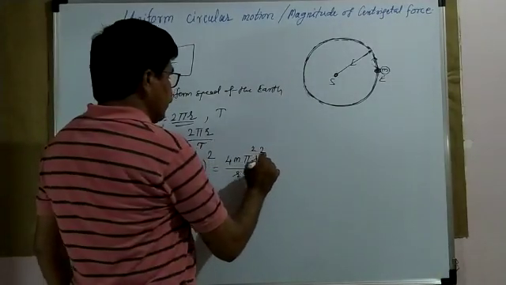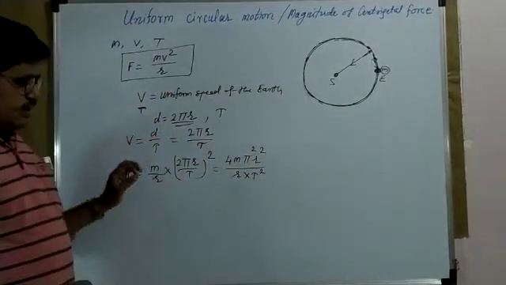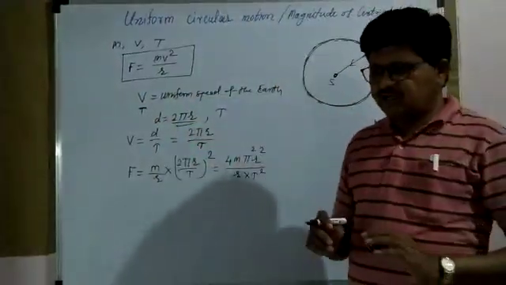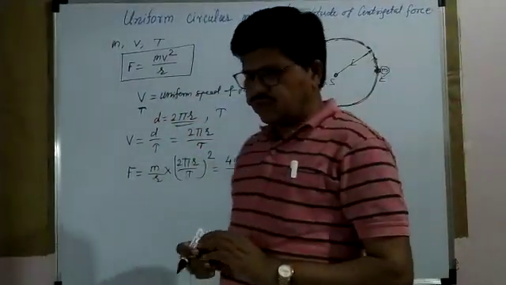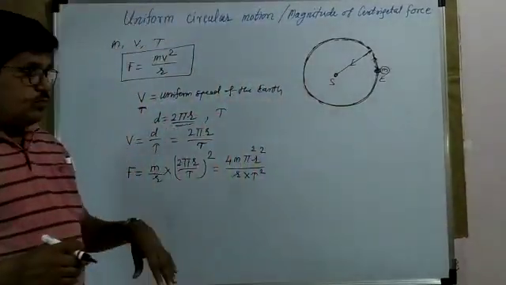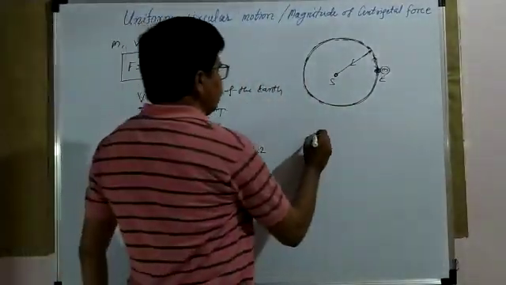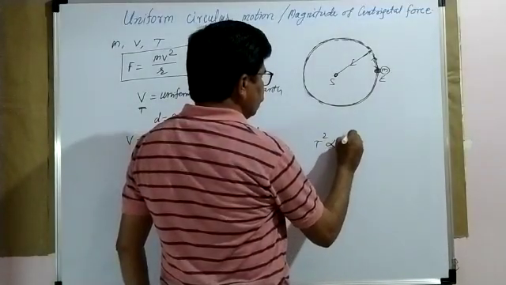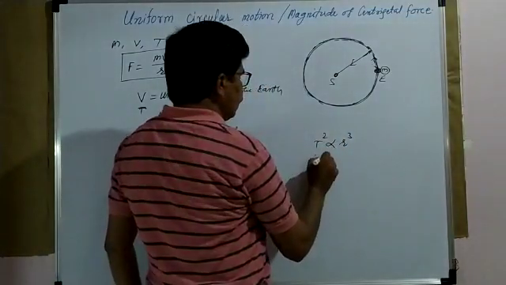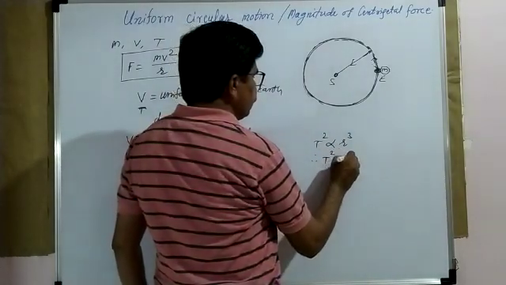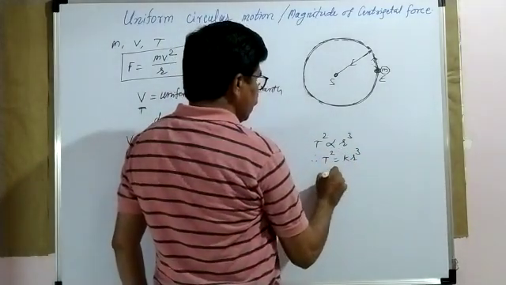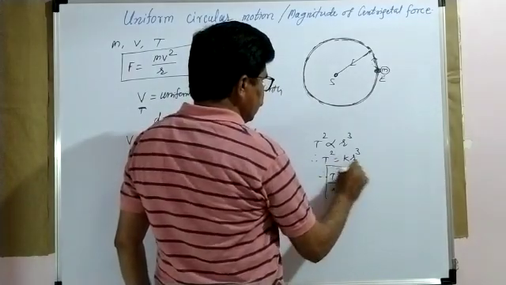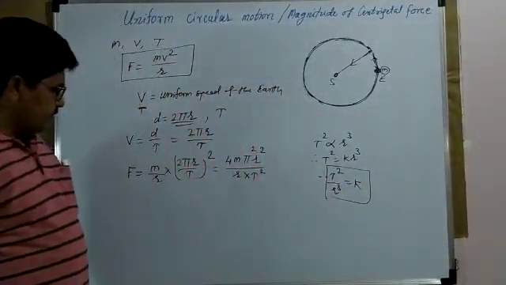But that means for the centripetal force, Kepler's third law suggested the relationship between the square of the time period and the cube of the distance between them. That is nothing but t square is directly proportional to r cube or d cube. That means you can say that t square is equal to k r cube, and therefore t square divided by r cube is equal to k. K is the constant of proportionality.